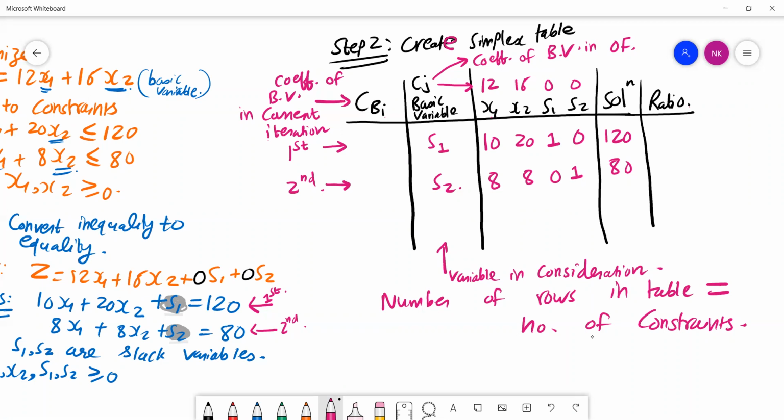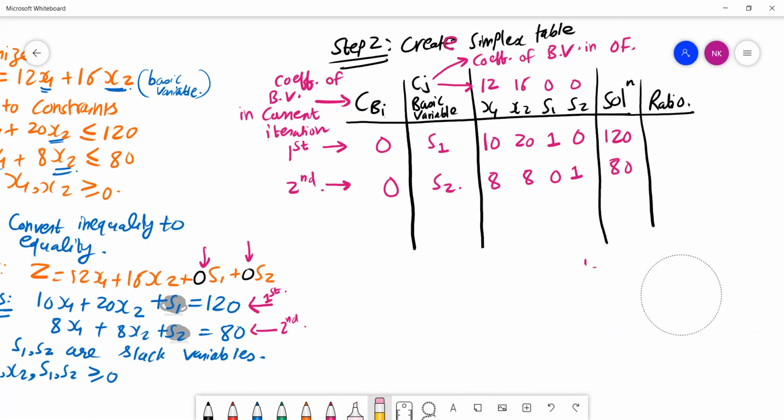And CBI is nothing but the coefficient of the basic variable in the current iteration. So what is the coefficient of the basic variables in the current iteration? In the current iteration, S1 is the basic variable. So its coefficient is 0 in the objective function. This is also 0. So right over here, 0 and 0. This is our table. Now, what to do with the table, I will be explaining now.